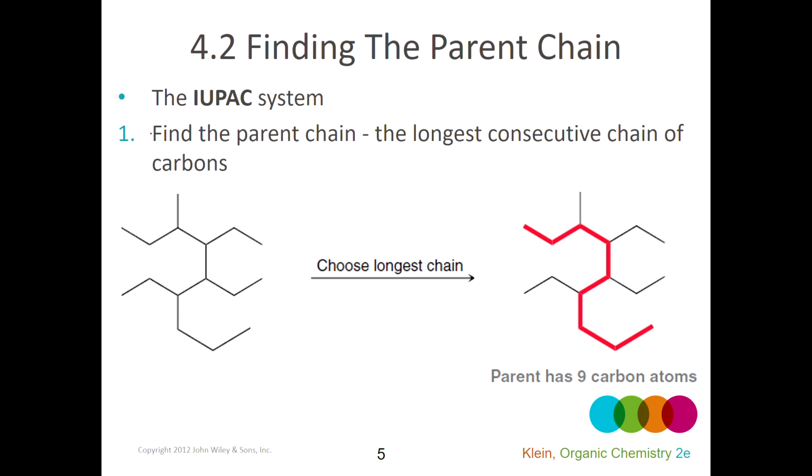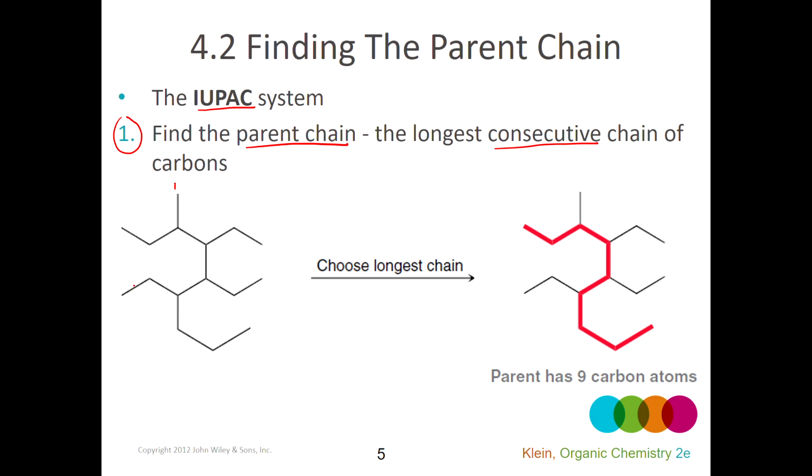The first step in determining the name for this compound is to find the so-called parent chain. The parent chain is the longest chain of consecutively connected carbons. For example, I can start on one end and start numbering in. Through trial and error, I can try to find a number of different chains here. If I start here and number this as carbon 1, then 2, 3, 4, 5, 6, 7, I find a chain that's 7 carbons long.